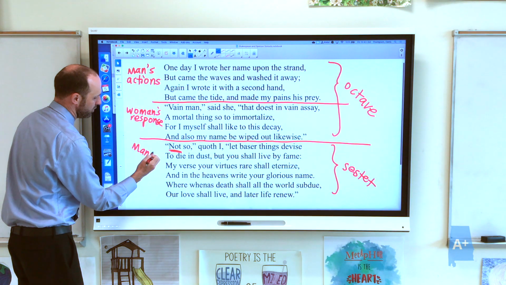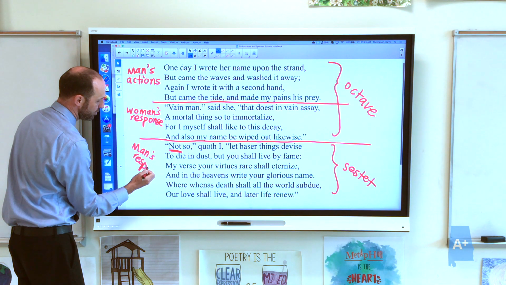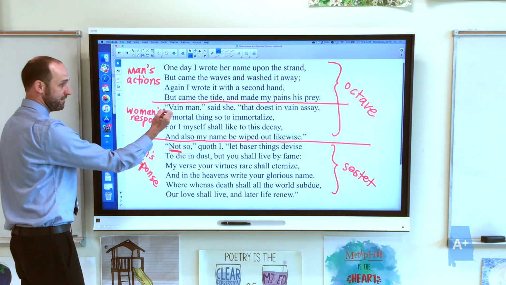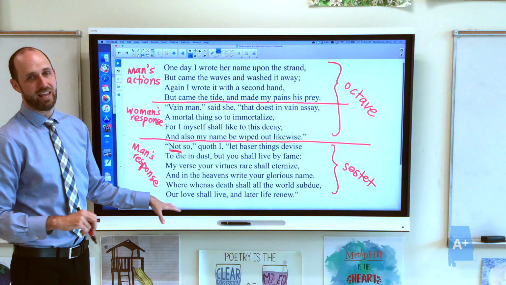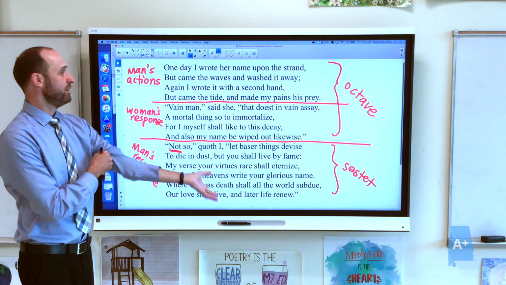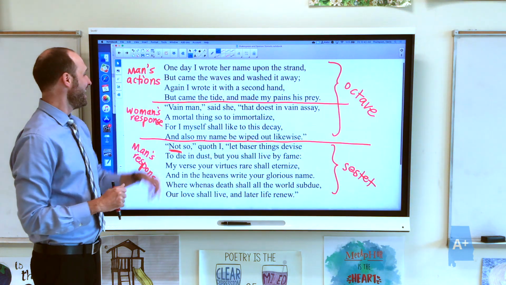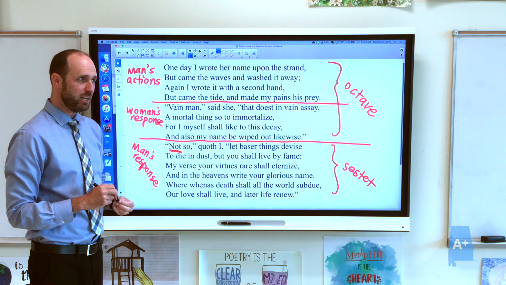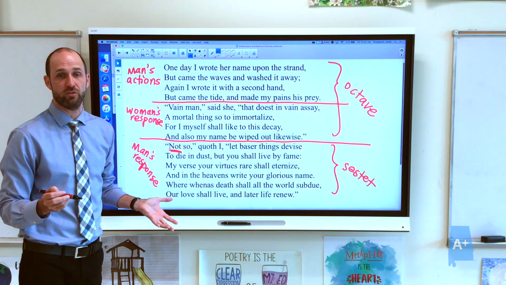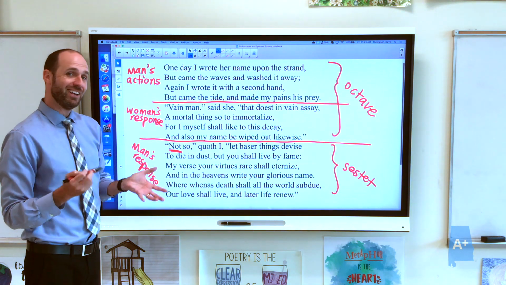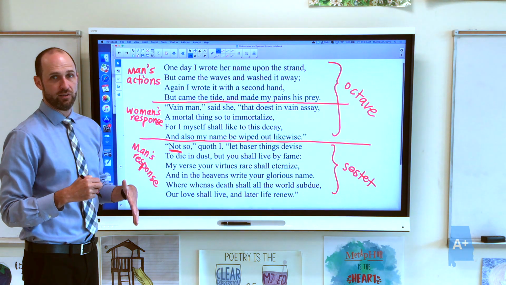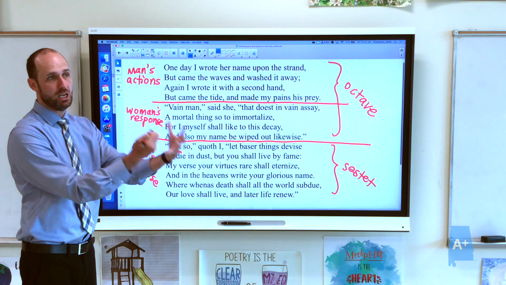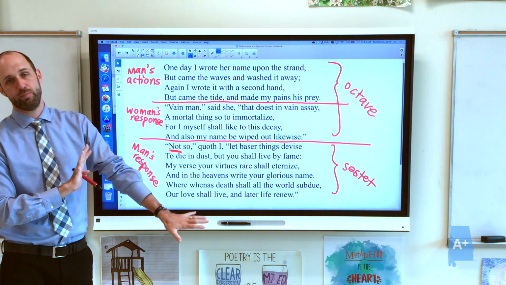Here we get the man's response. He's going to be critiqued by the woman for being vain and foolish in the middle of the poem, and he gets the last word. It's a little unfair. And she, in this poem, is our typical Petrarchan mistress. She is critical and cold and kind of distant. So in a lot of Renaissance sonnets, we have a man who's filled with passion and heat and longing, and we have the cold Petrarchan mistress.